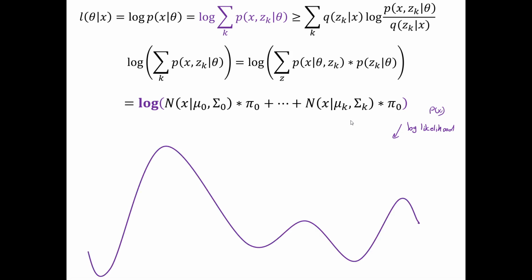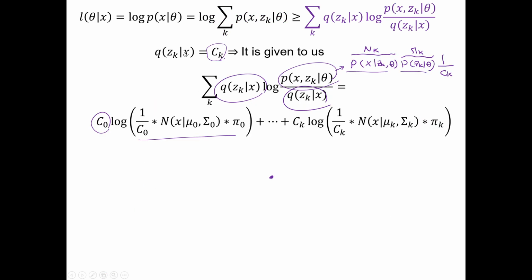We're not going to optimize this. Instead, what we're going to do is optimize the lower bound, and we're going to see why this is going to help us to optimize the main log likelihood function. So Q(z_k given X) is a PDF, and let's say it's given to us. So that's why I consider this one as a constant. We don't know what type of PDF that one is.